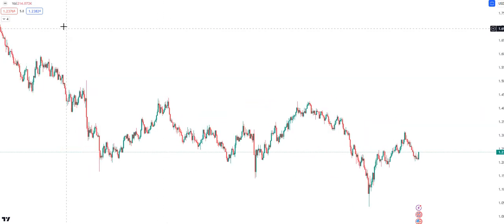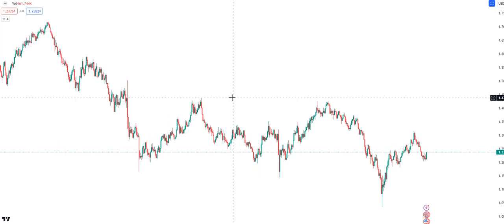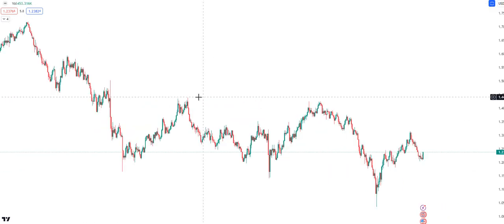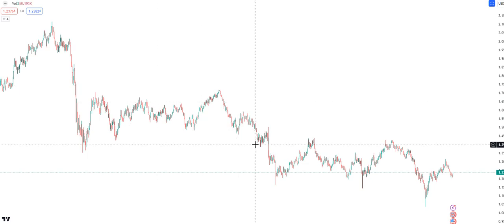On the weekly time frame, we see that this pair is in a downtrend. You can clearly see that pretty much since the 2017 financial crisis, we've been in the downtrend ever since. Okay, now how do we know if we are in the downtrend?